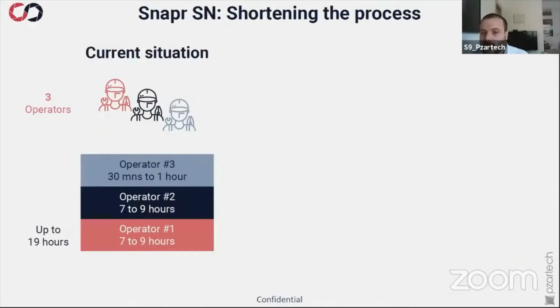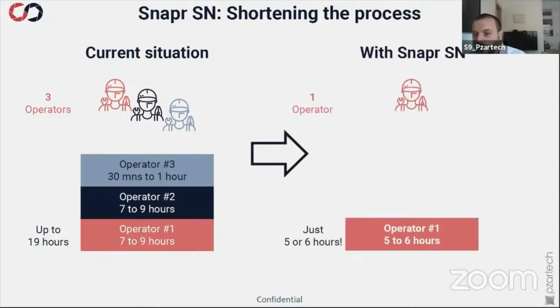And when I say a lot of time, it's really a lot of time. Let's take the example of the inventory of an industrial engine entering a workshop. Usually it requires up to 3 operators and up to 19 hours to record the hundreds of serial numbers. With Snapr, it requires only 1 technician and 5 to 6 hours.